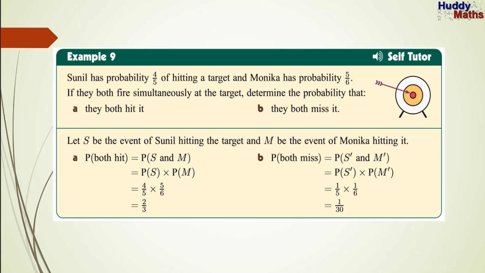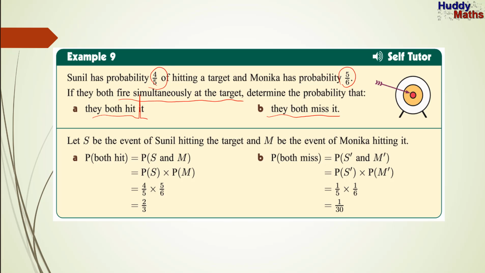Okay, let's go and have a look then. So here we have some problems using this. Sunil has a probability of 4/5 of hitting a target, and Monique has a probability of 5/6. They both fire simultaneously, so there's no connection between these 2. What's the probability they both hit, and when they both miss?